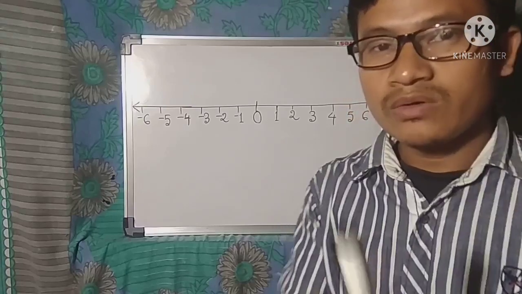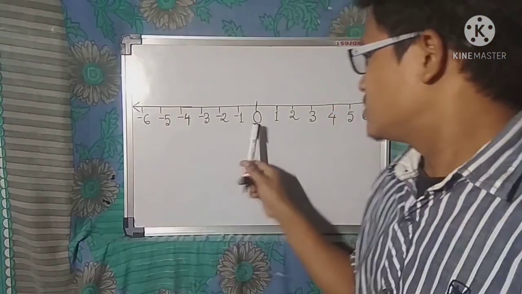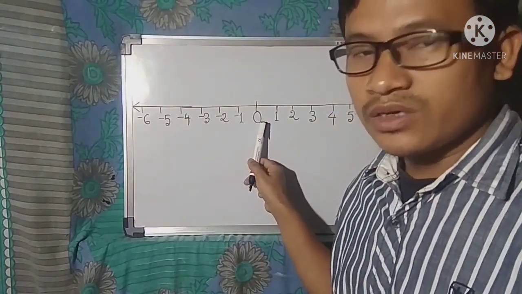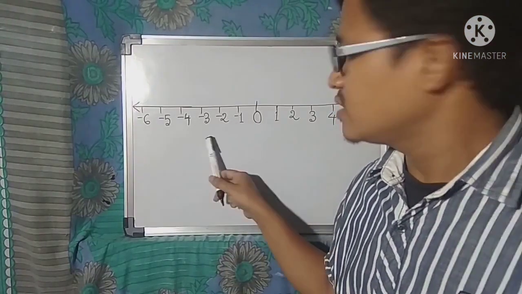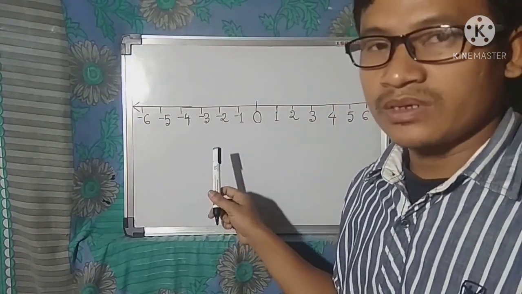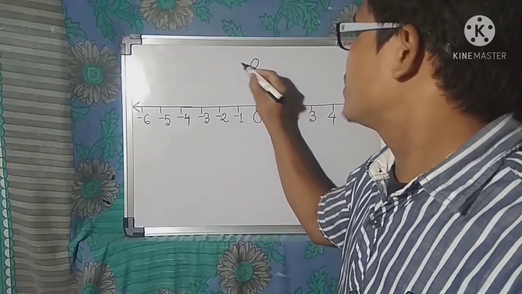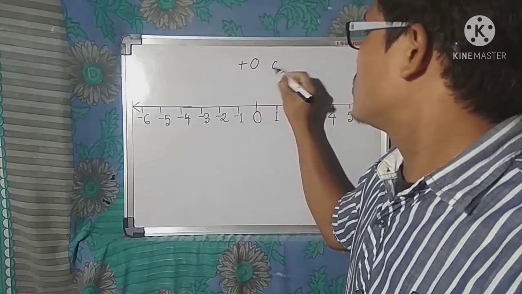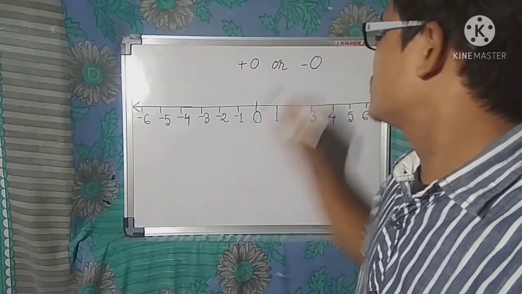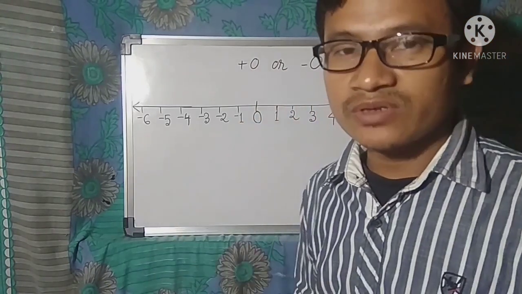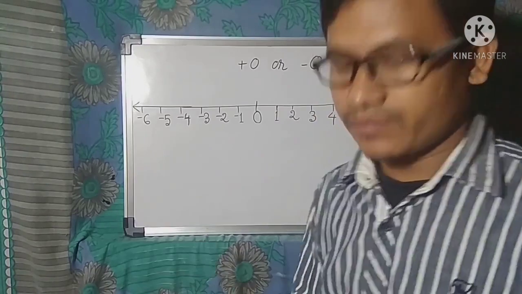You need to remember one most important thing: 0 is neither positive nor negative. That means we cannot write 0 as plus 0 or minus 0. 0 is neither positive nor negative.